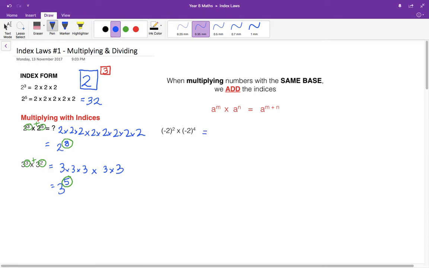Well, what about negative numbers? So we've got negative 2 to the power of 2 times negative 2 to the power of 4. Now, if we use our index law, we should just be able to add the indices, 2 and 4. So this should be negative 2 to the power of 6, because they're the same base. So let's expand it. So we've got negative 2 times negative 2, so negative 2 squared, multiplied by negative 2 times negative 2 times negative 2 times negative 2. In fact, we do have negative 2 multiplied by itself 6 times. So yes, it works.